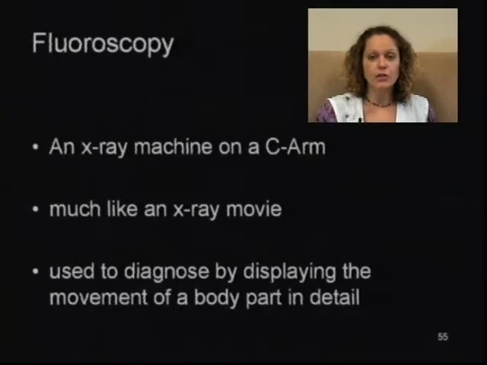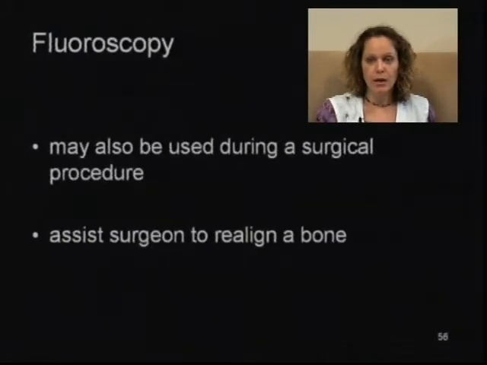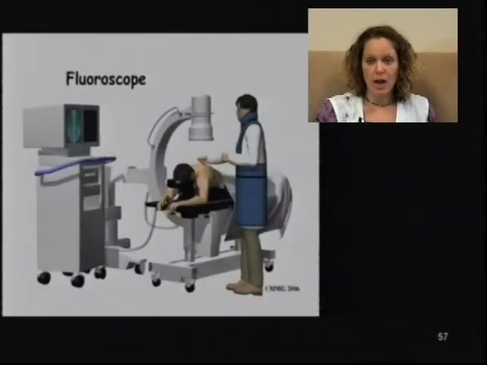Fluoroscopy is an X-ray machine that's on a C-arm, and it's kind of like an X-ray movie. So it's used to diagnose by displaying the movement of a body part in detail. And we have a picture of one coming up here. It may also be used during a surgical procedure to assist the surgeon to realign the bones. And so here we see an example of a fluoroscope. We see the C-arm, which is movable, and we can take moving pictures that you see the physician looking at up there on the computer screen.